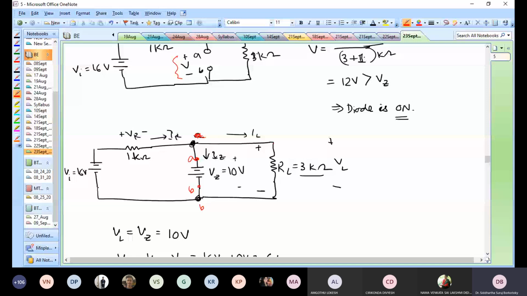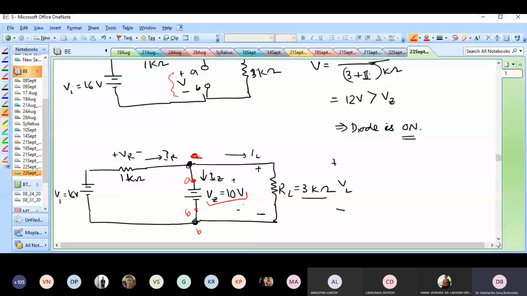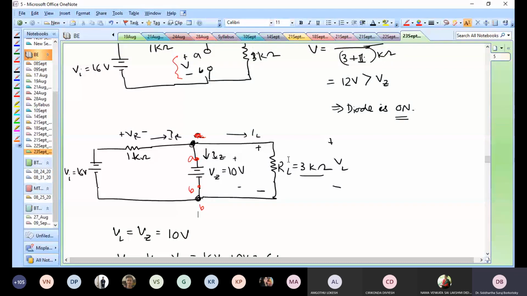In this parallel branch, I am told that the voltage across the Zener diode will not change. It will stay fixed at 10 volts. So if that has to stay fixed at 10 volts, the voltage across the resistor also has to stay fixed at 10 volts. That is my starting point. From there, I can find out other things. After I know this, everything else is very simple, because I now know that the voltage across the resistor is 10 volts.